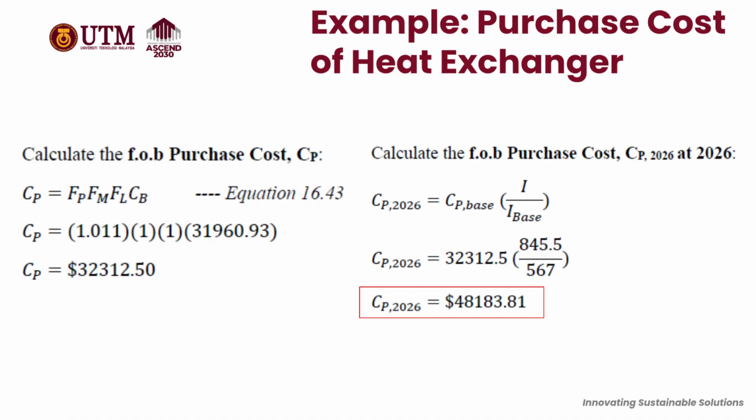And then we can get the CP value. After that, we can get the CP value for the year 2026. By substituting the base cost, which we calculated from the previous one, and then multiplying by the index over the base index, we can get the process cost at 2026, which is the current year.